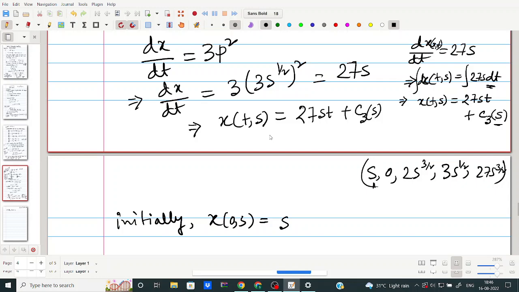So this is 81 s^(3/2) minus 27 s^(3/2). Check if I am right or wrong. So 54 s^(3/2). Is it okay now? These three lines. So what is my u? u is 54 s^(3/2) t plus another constant, c(s), right?